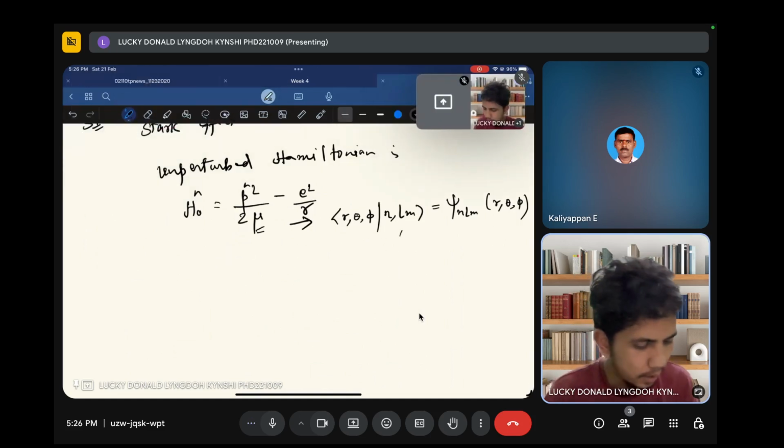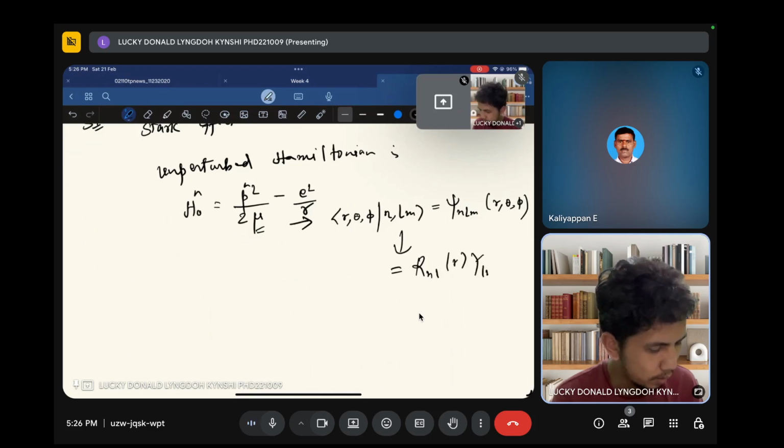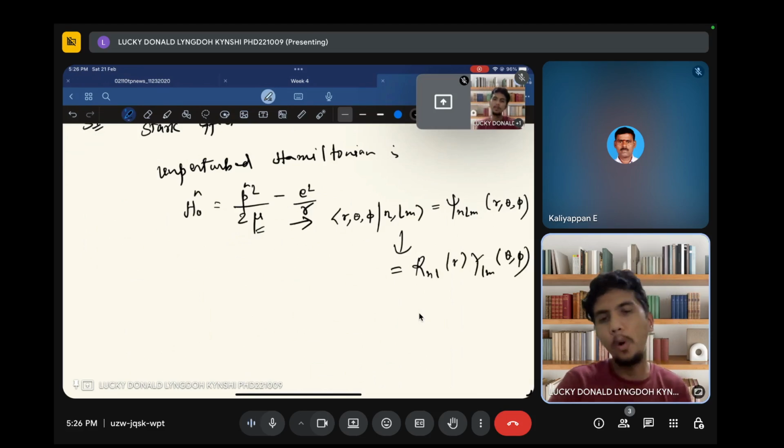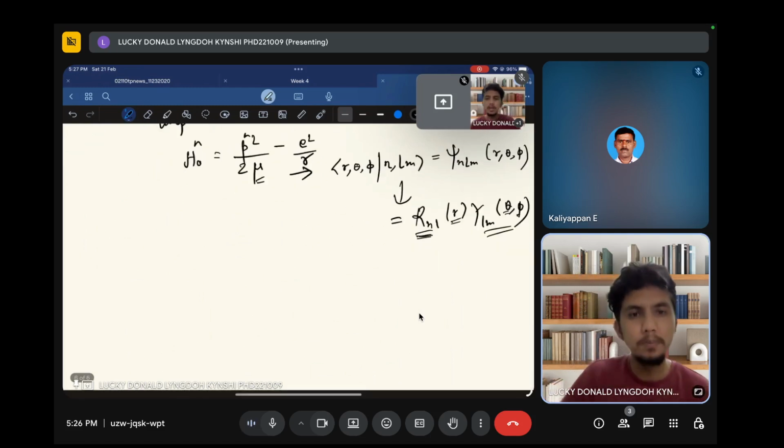What will happen? The eigenfunctions will be R, L, Y_LM(theta, phi), which we have seen. Suppose you have a cylindrical polar coordinates problem, you have to solve the radial function, and you also have to find the theta and phi functions. Whether it's a harmonic oscillator or a hydrogen atom, it's the same thing. We have to solve these three variables, R, theta, and phi. Now this is for the unperturbed Hamiltonian.